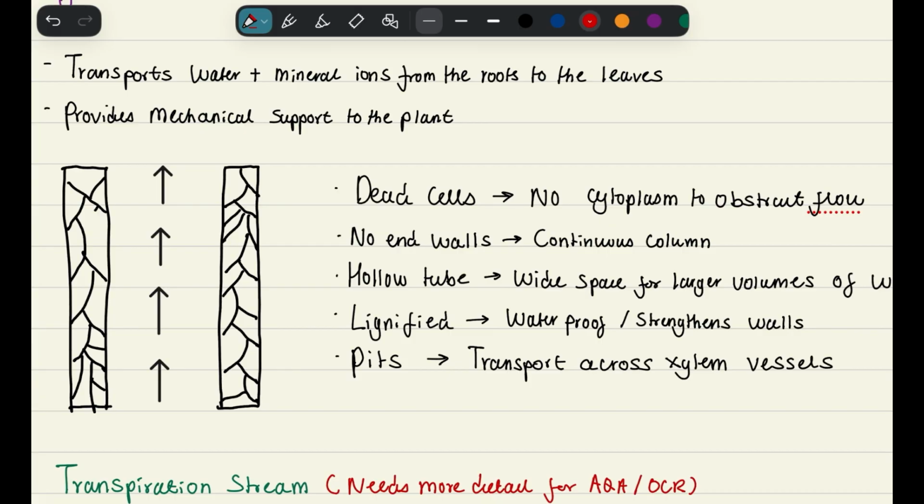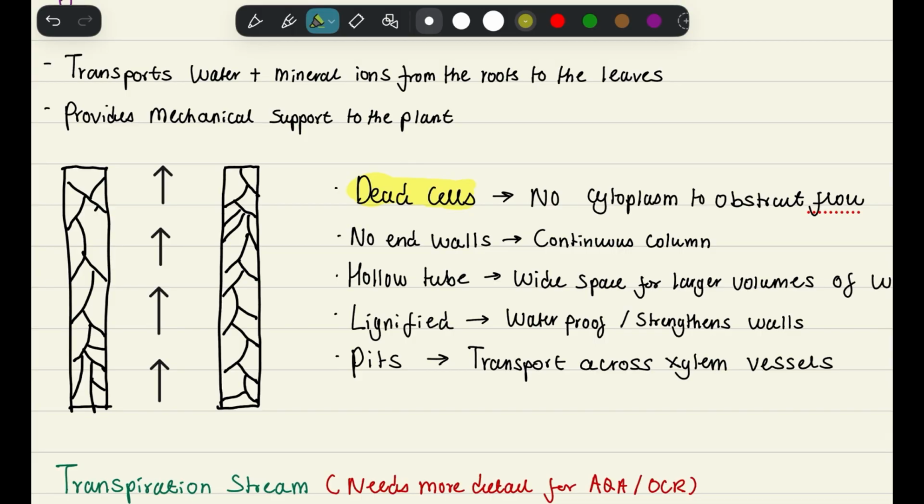And you can see here we have a diagram of a xylem vessel. Now, things that we need to point out, very important, the xylem contains dead cells. So all of these cells are non-living, dead. Why is that useful? It doesn't have cytoplasm, doesn't have organelles, which means that you can get a really good flow with the water and the mineral ions through the xylem. Another thing, no end walls. Because it doesn't have end walls, again, the water and the mineral ions can just flow very easily through the xylem. Quite a hollow tube as well, so it's got a wide space.